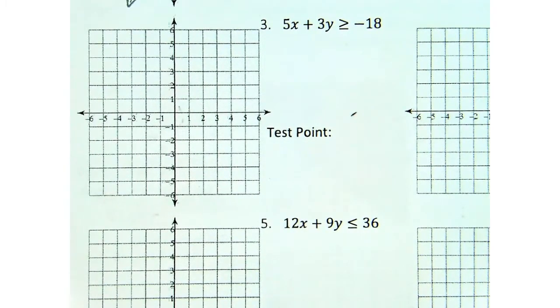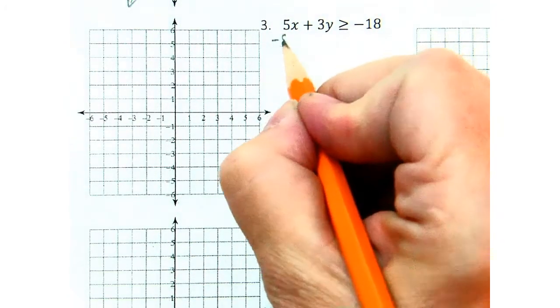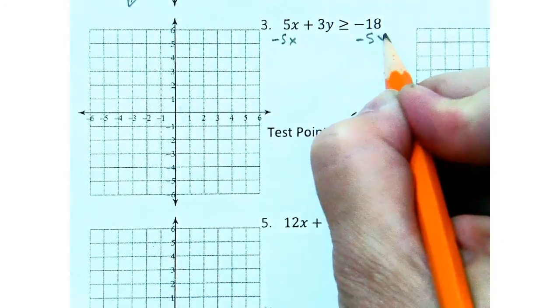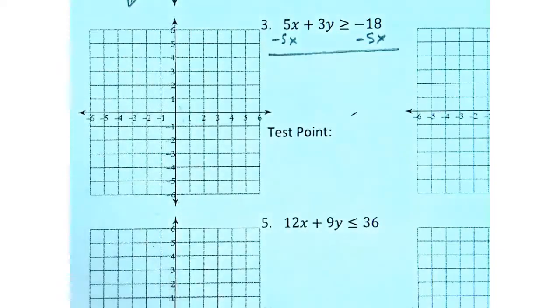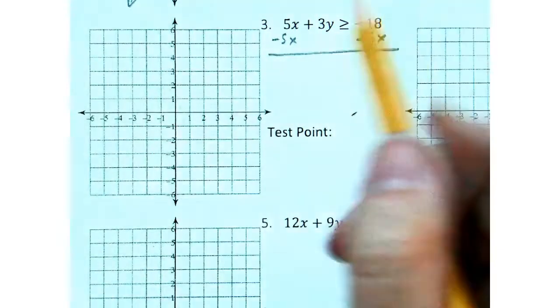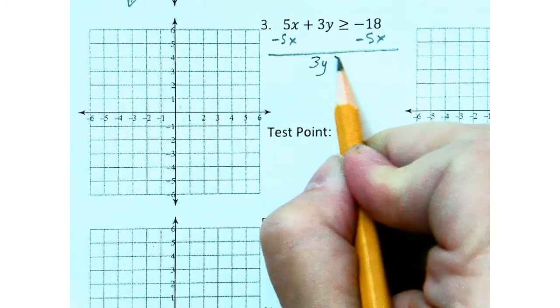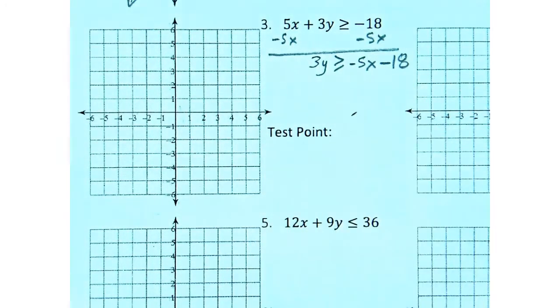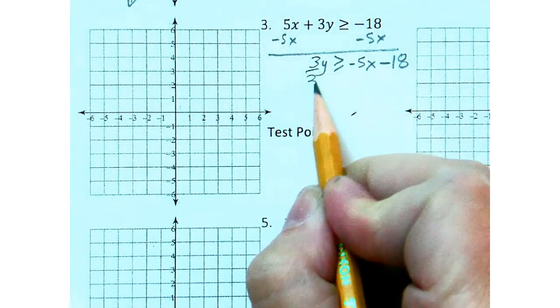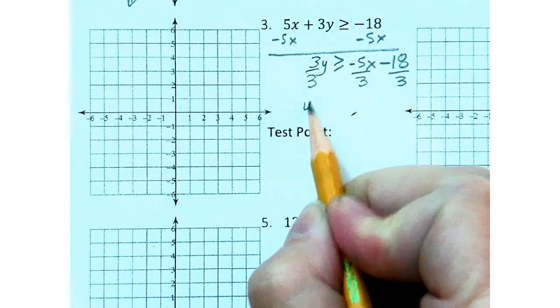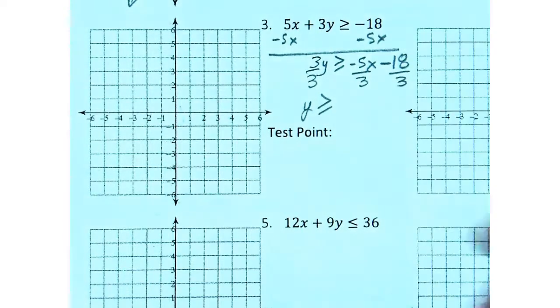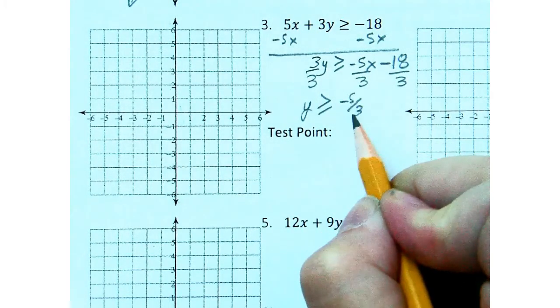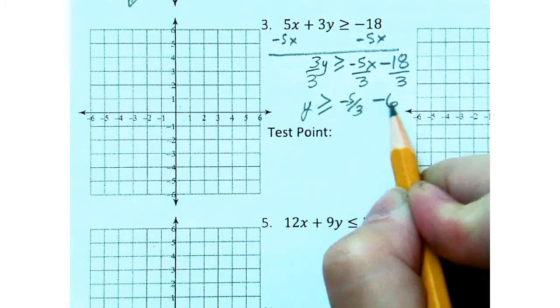In example 3, the line needs to be converted to slope-intercept form before we can begin. Subtract 5x from both sides of the inequality. We now have 3y is greater than or equal to negative 5x minus 18. Now divide all sides by 3. This gives us y is greater than or equal to negative 5/3 x minus 6.